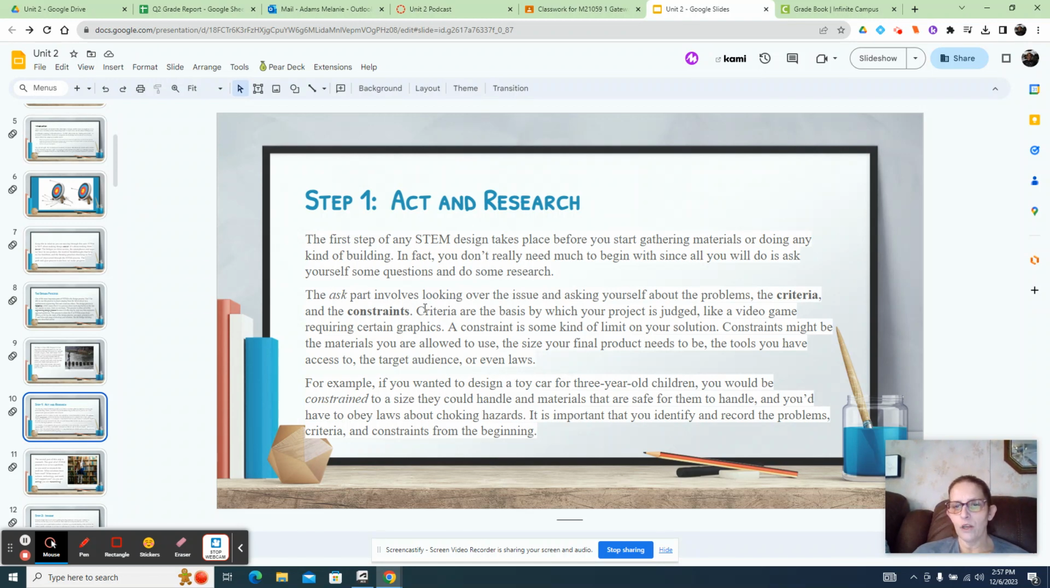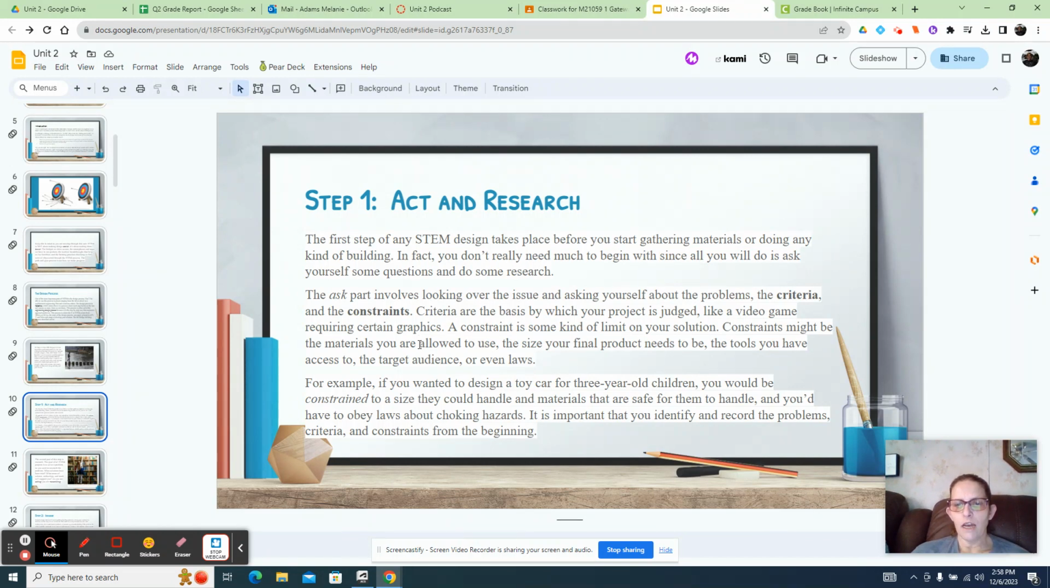The criteria, as we know, is what do you want to be involved in your solution? What has to be in your solution? Constraints are your limitations, like the size of your product, the money that you have allotted, the time, your target audience, the laws involved.